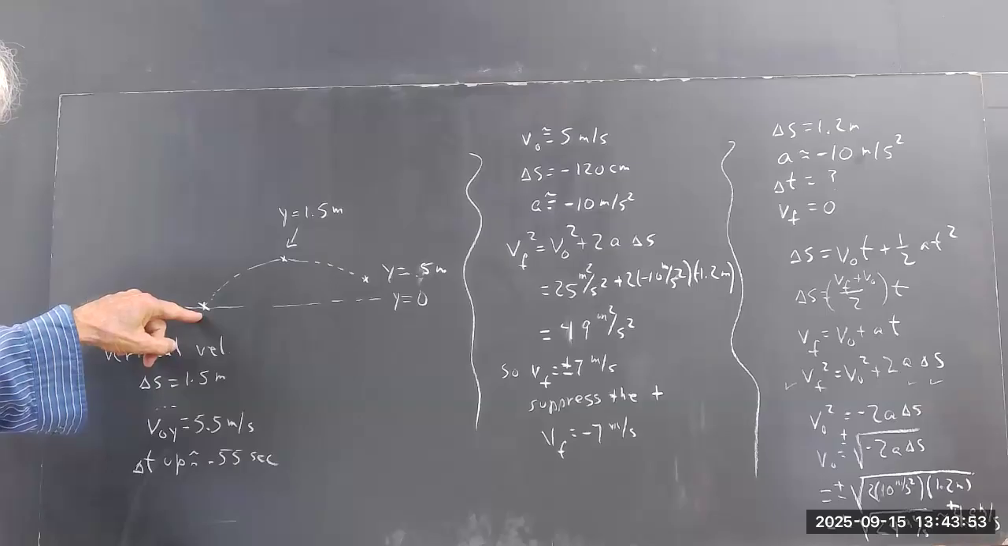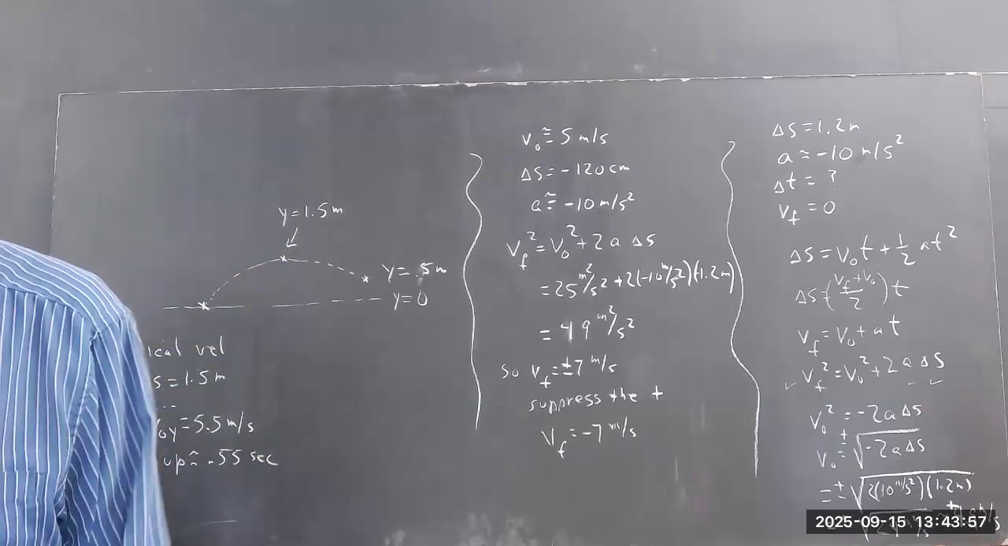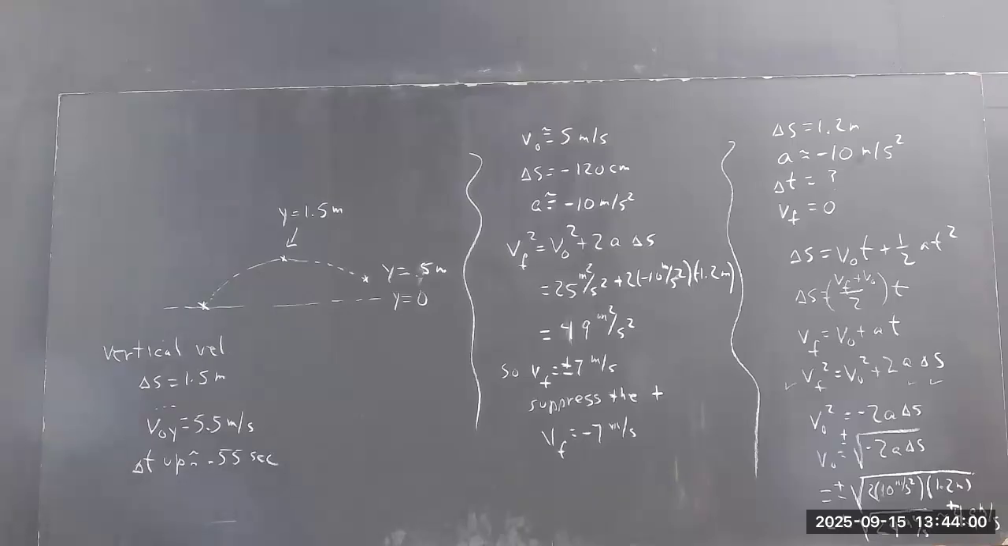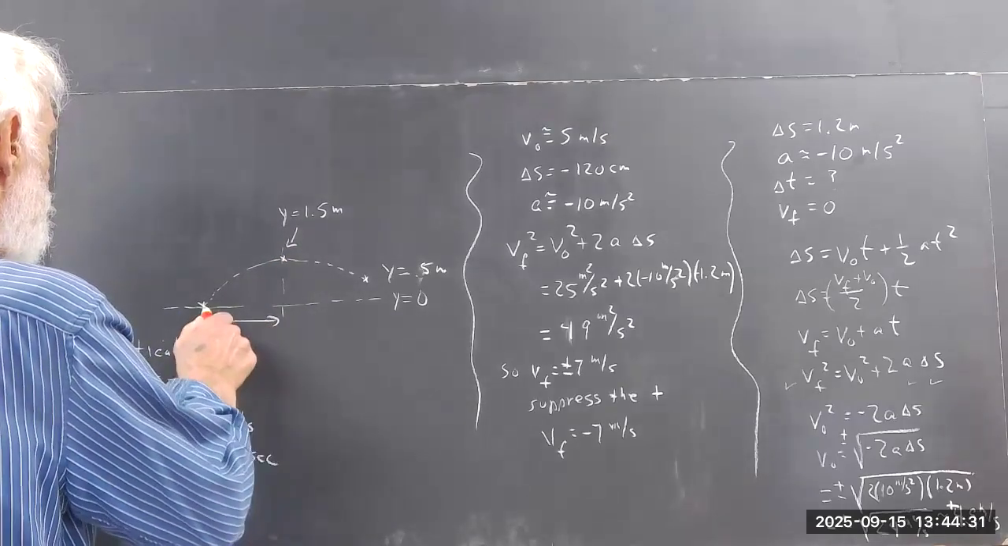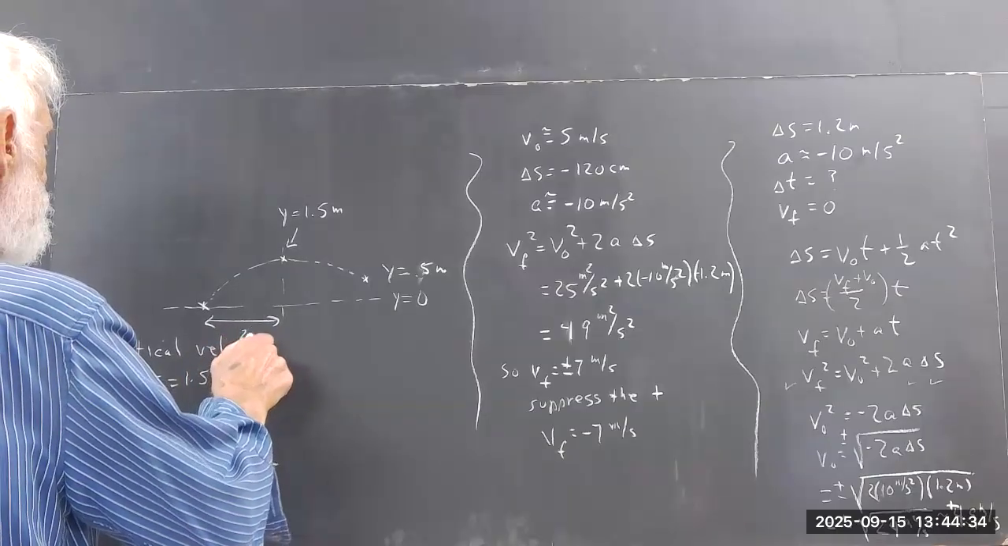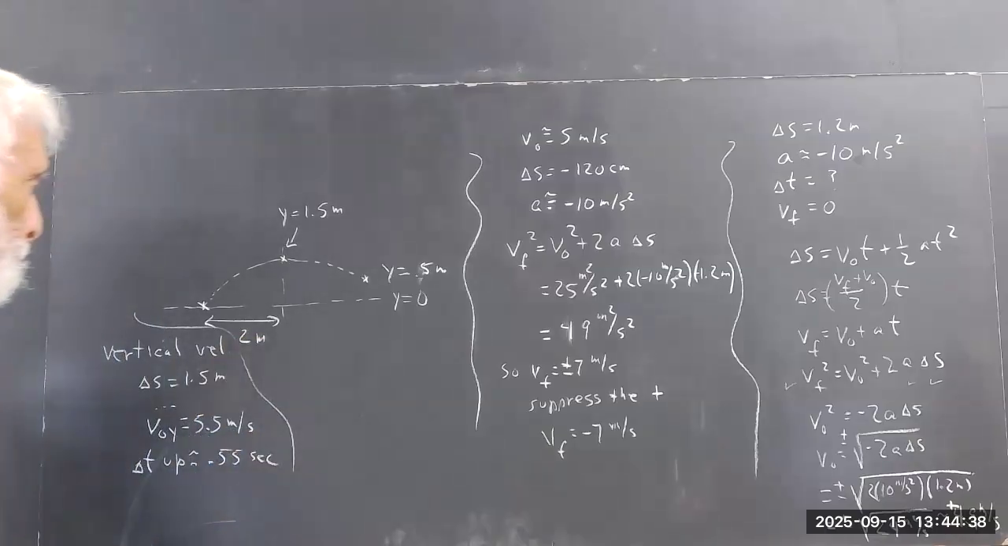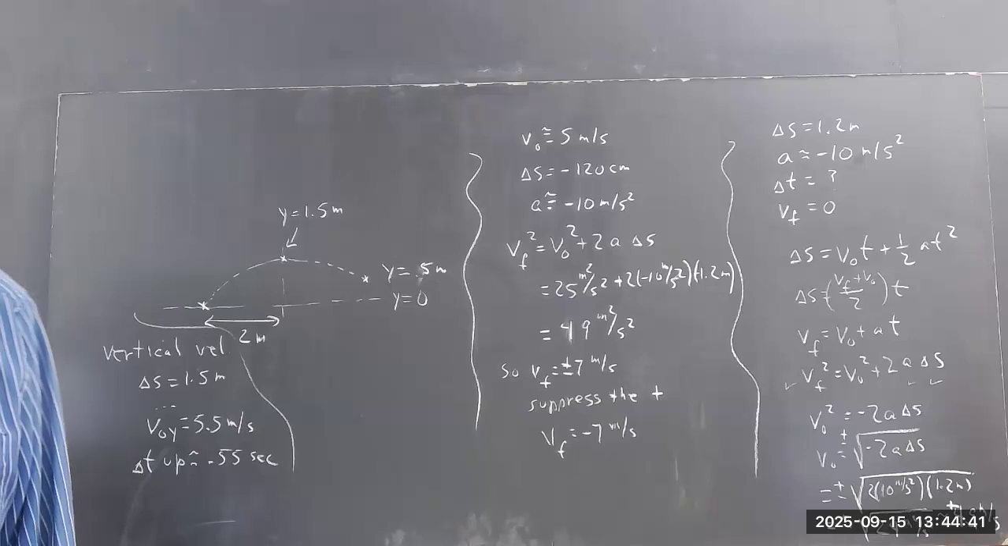Now, how far is it from here to the peak? Where do you think we reached the peak? I tossed it from here. Tell me where you think the peak is. Tell me when to stop. Okay, well, that's about 2 meters. Then we can figure out how much further it went.